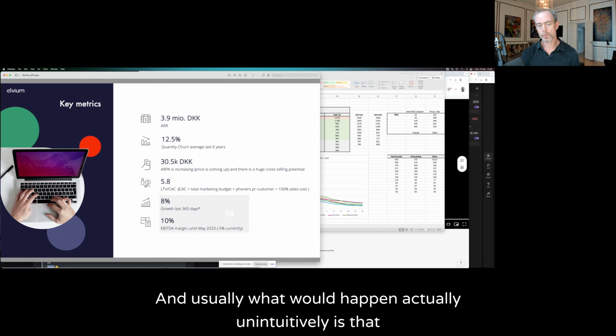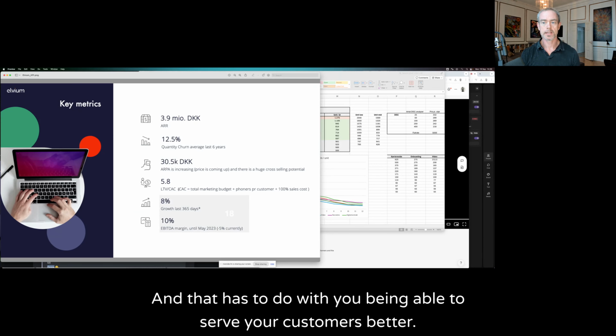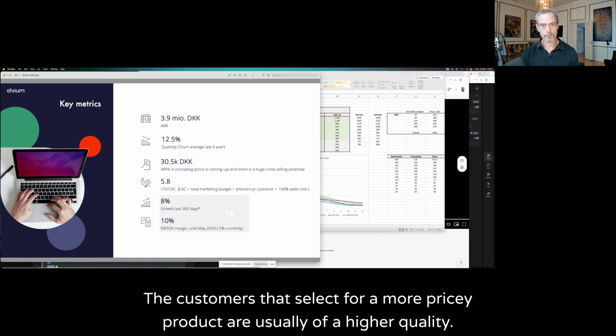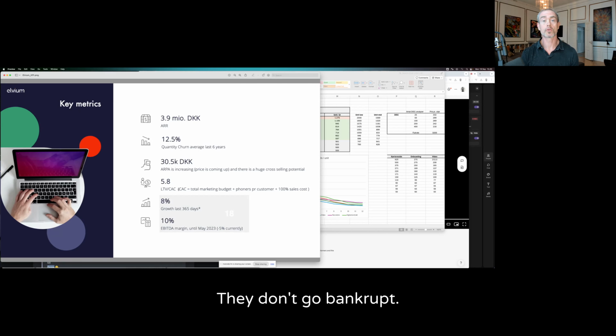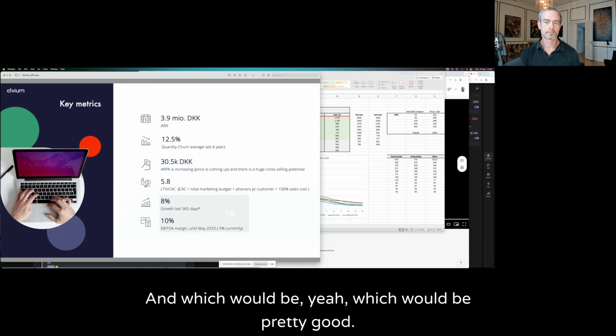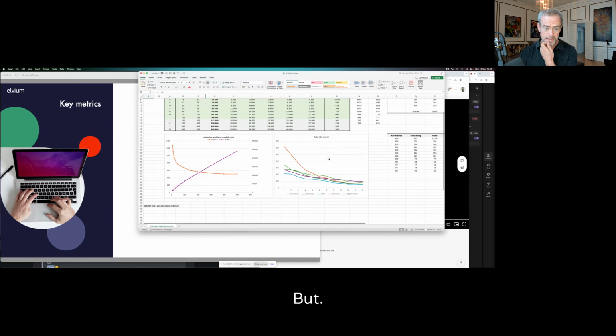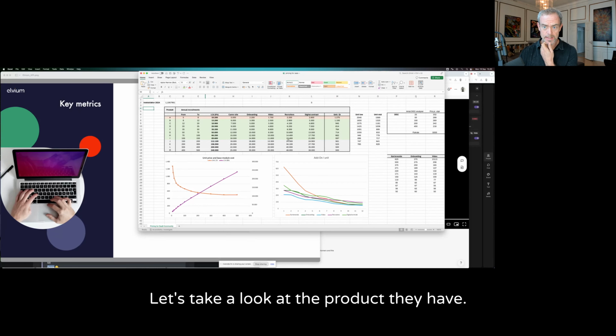And usually what would happen, unintuitively, is that churn would increase in the beginning and then would go down. And that has to do with you being able to serve your customers better. The customers that select for a more pricey product are usually of a higher quality, so they don't go bankrupt, they don't switch around as much. So you would actually see churn maybe dropping to something like 10%, which would be pretty good. So I think that would overall be my strategy for trying to work with these guys. But let's take a look at the product they have.